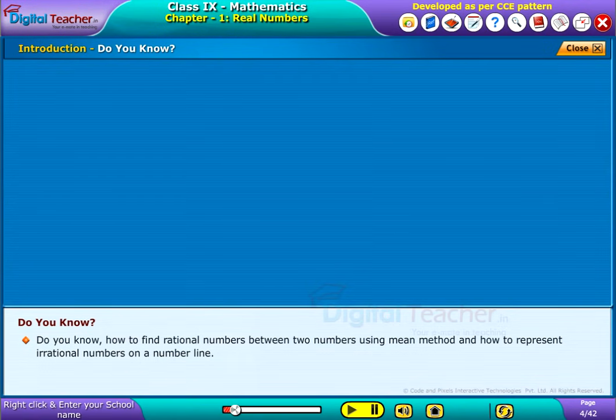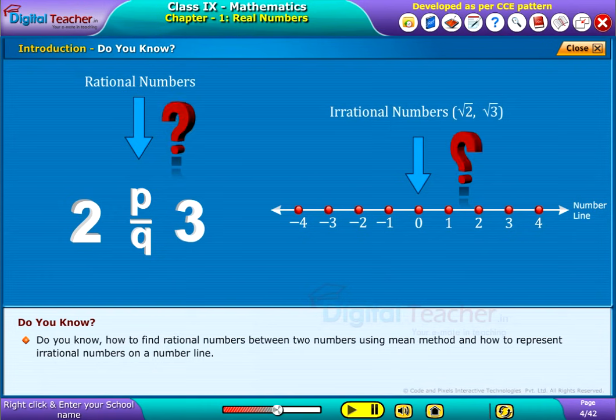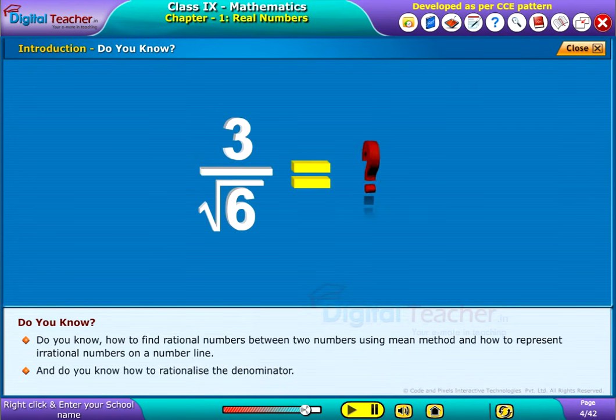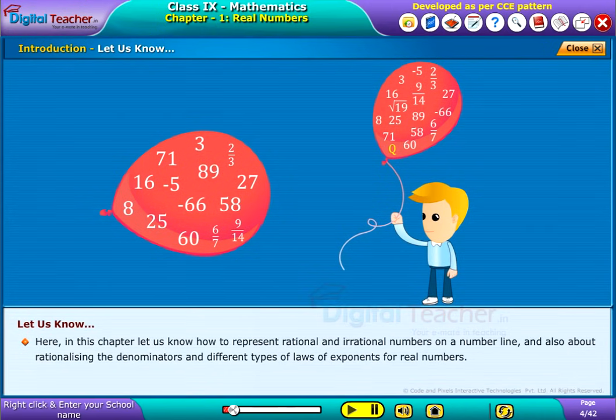Do you know how to find rational numbers between two numbers using mean method and how to represent irrational numbers on a number line? And do you know how to rationalize the denominator? Here, in this chapter, let us know how to represent rational and irrational numbers on a number line, and also about rationalizing the denominators and different types of laws of exponents for real numbers.